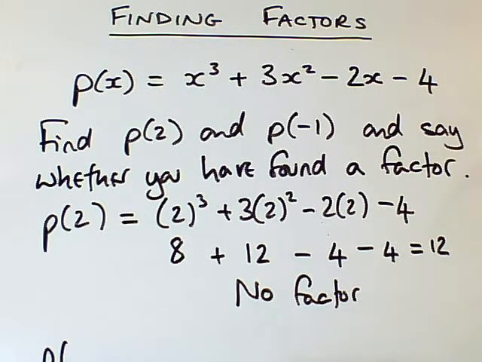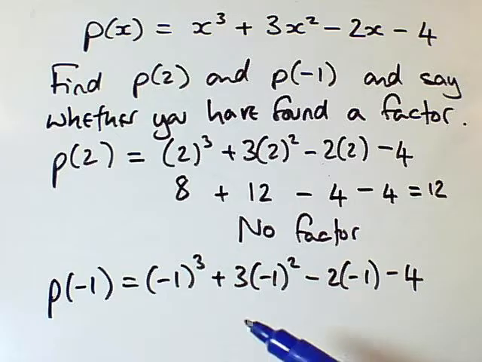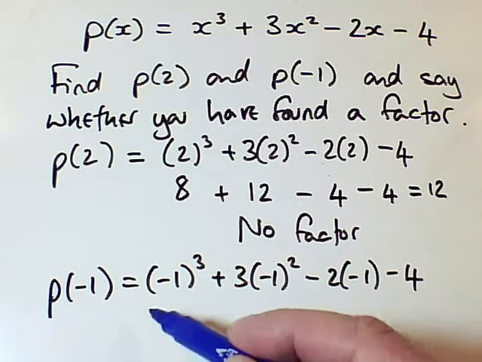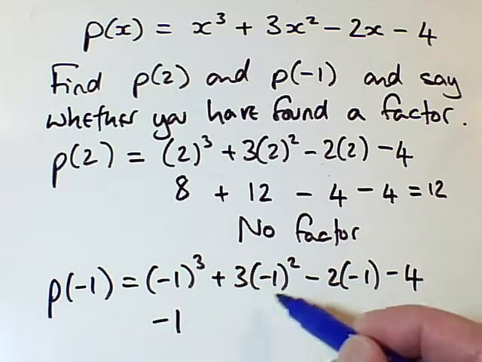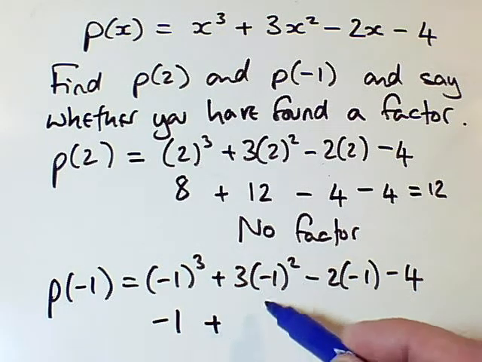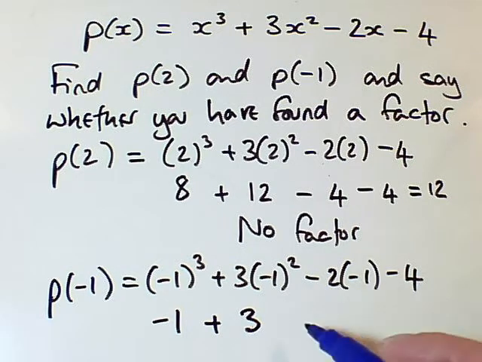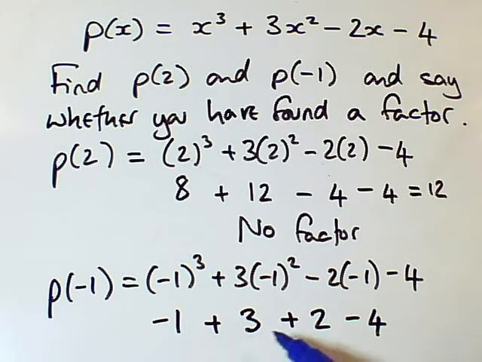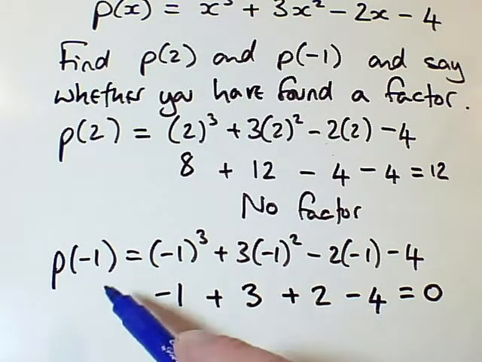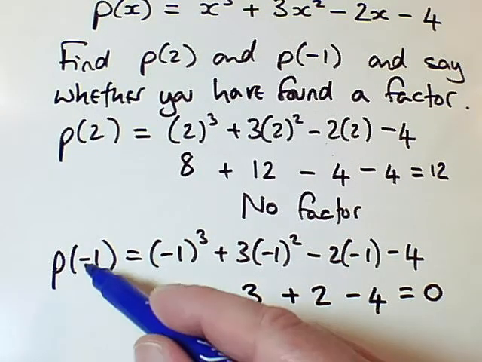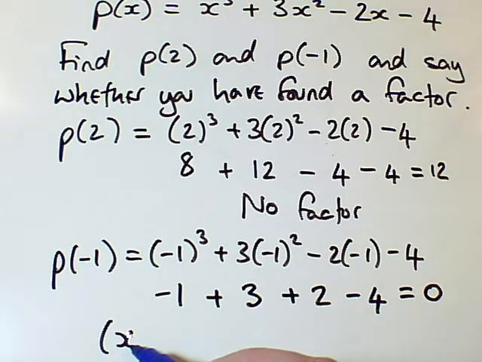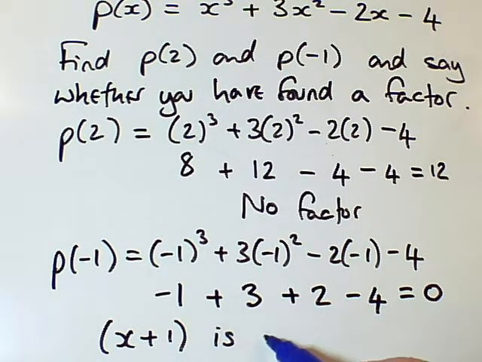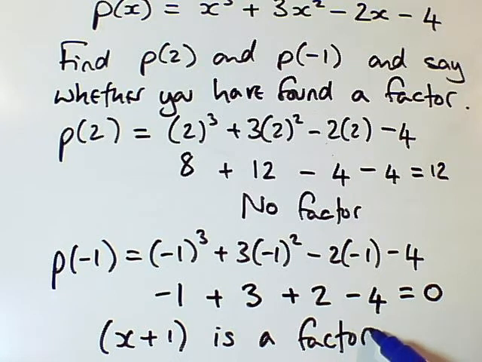So I'm going to do P of minus 1. Same routine with a minus 1 in each bracket. Minus 1 cubed is minus 1. Minus 1 squared, though, is plus 1, so that's just going to be plus 3. Minus 2 times minus 1 is plus 2. Take away 4. And if you tot all of this up, I do get 0. So that's exciting, okay? That means that when I put minus 1 in, I get 0. So the factor corresponding to minus 1 is x plus 1, is a factor, because this is the bracket that equals 0 when x is minus 1.